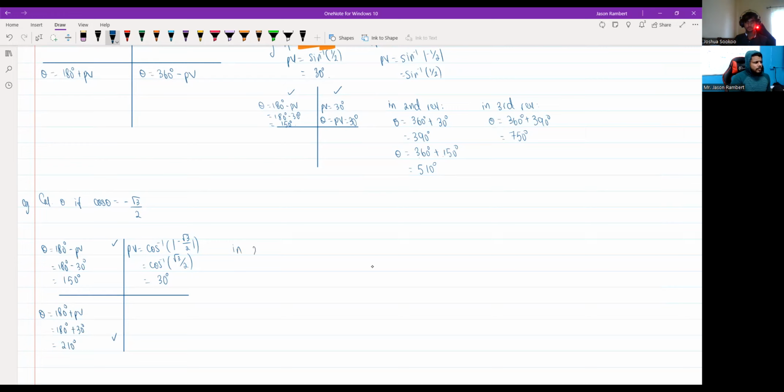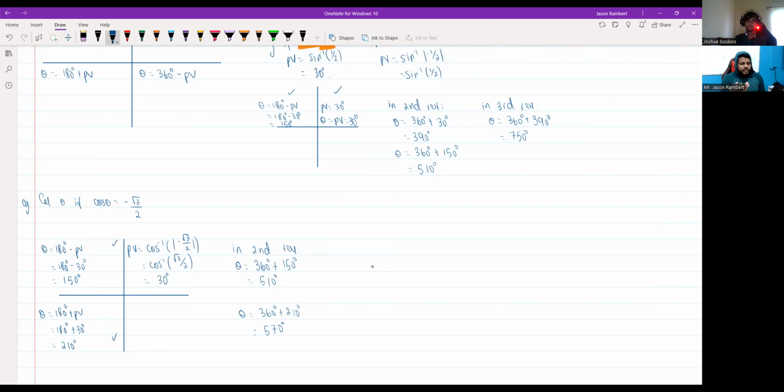I will go into the second revolution and see what's going on. In the second revolution, theta is equal to 360 degrees plus whatever angle I got in the first revolution, which is 150. That is 510 degrees. And theta is equal to 360 degrees plus 210 degrees, that is 570 degrees.